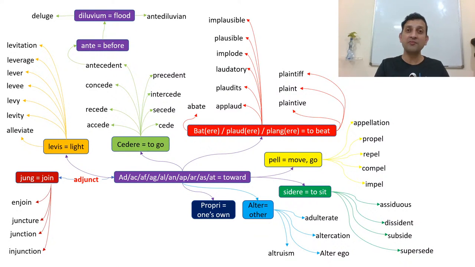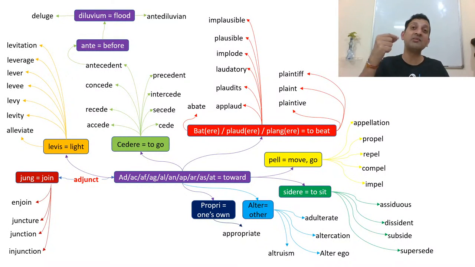Next one, propri, which means one's own. You take ad and you take propri, you get appropriate, which means towards one's own. Actually, what appropriate means is the right manner of behavior, of acceptance, of dress, could be anything, but the right manner, which means you act as if you own this place or you're among people your own.